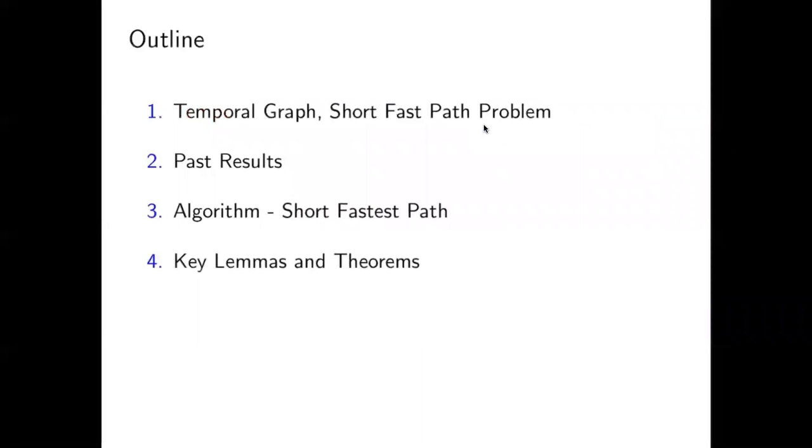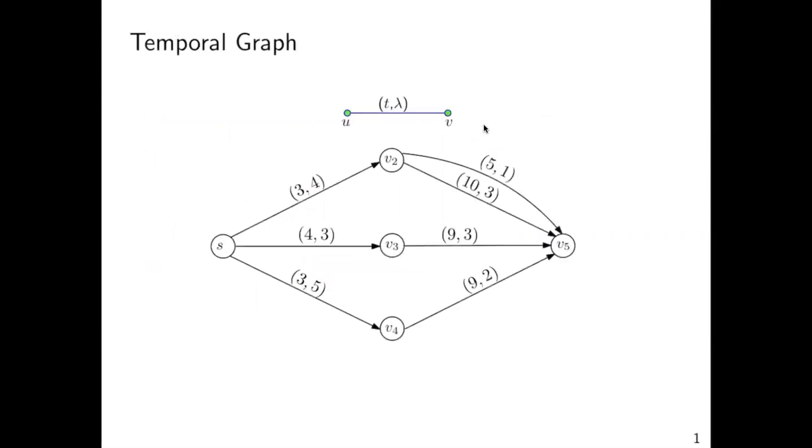Here is the outline of our presentation. We start with a few definitions such as temporal graph, short fastest path problem, and so on. Further, we present a few of our past results. Then we move on to our algorithm on the short fastest path problem. And finally, we conclude this presentation with a few key lemmas and theorems.